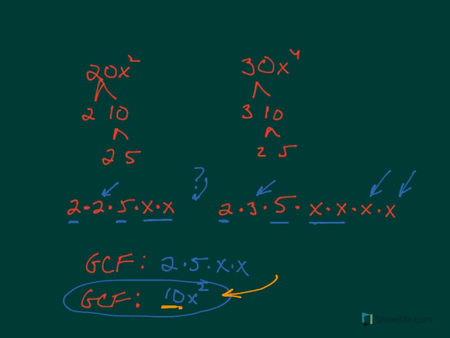So in general, you're trying to find all the common numbers and common variables that the statements will have in common in terms of their factors.